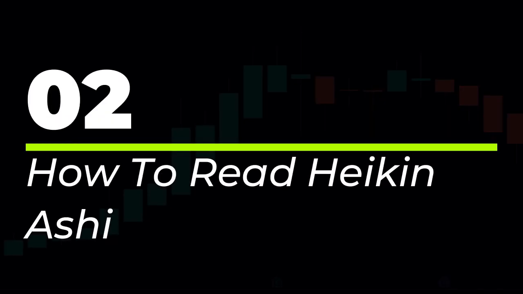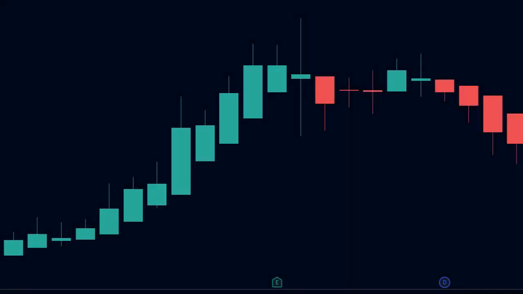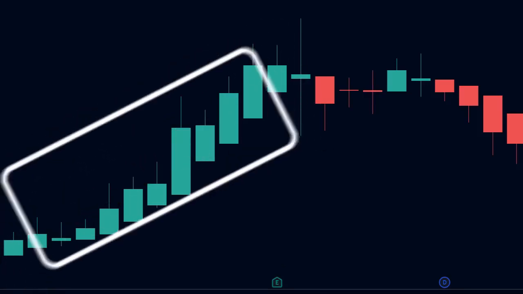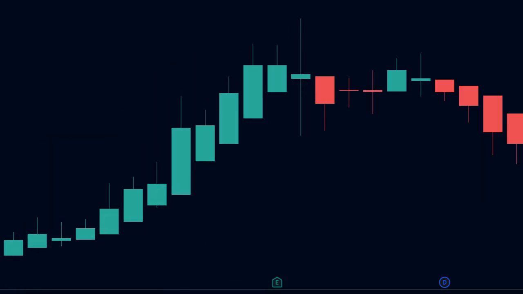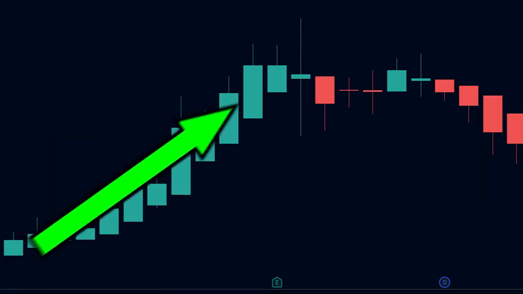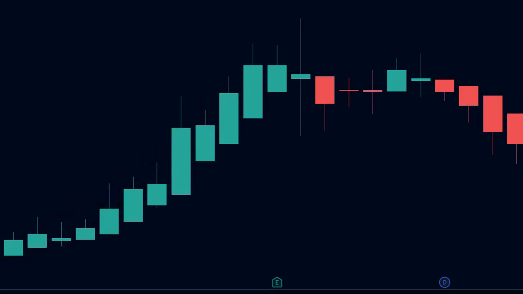Now let us understand how to read HEIKIN ASHI charts. So HEIKIN ASHI charts are really simple. In an uptrend, we see that the bars are green in color and have negligible or no lower wicks. This indicates that the price is moving upwards with momentum.